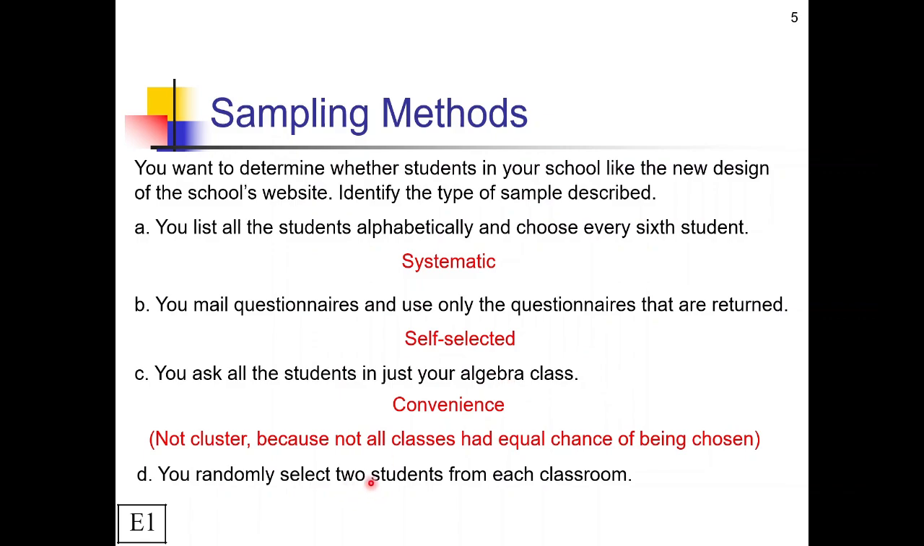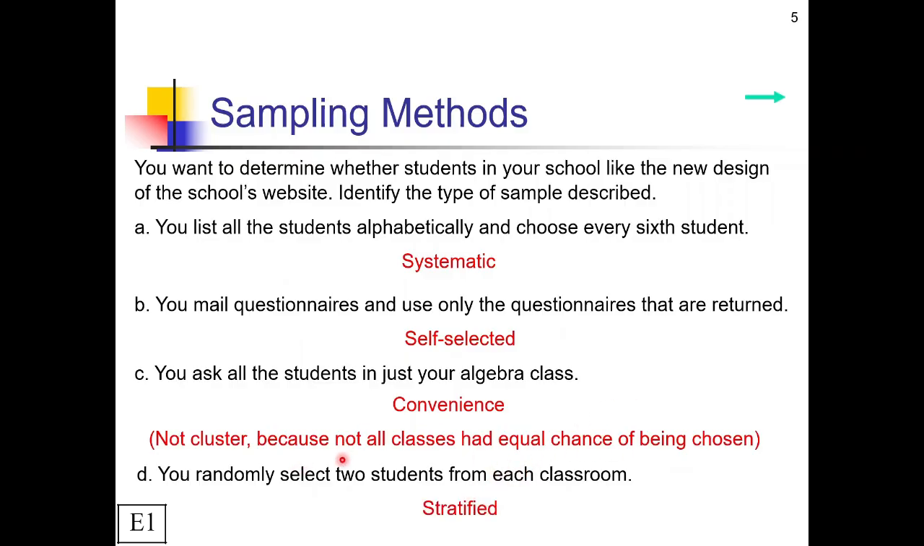And then the last one, part D, you randomly select 2 students from each homeroom. Well, since you're doing this, you're randomly selecting from some pre-chosen groups. Each homeroom counts as a group. This is an example of a stratified survey.